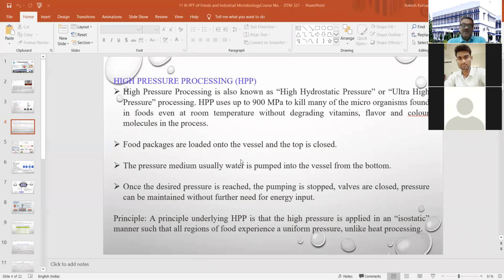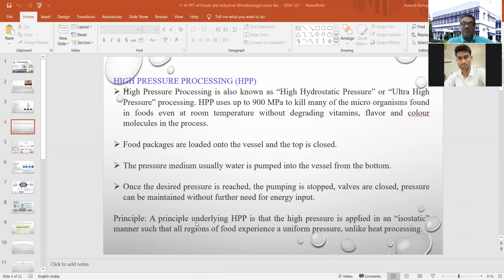It means at the time of start, you have to create pressure in the surrounding or inside that vessel where you have kept your food item. And after achieving a certain pressure level, you have to stop adding more pressure to the system. And you have to maintain your whole system at that pressure level.